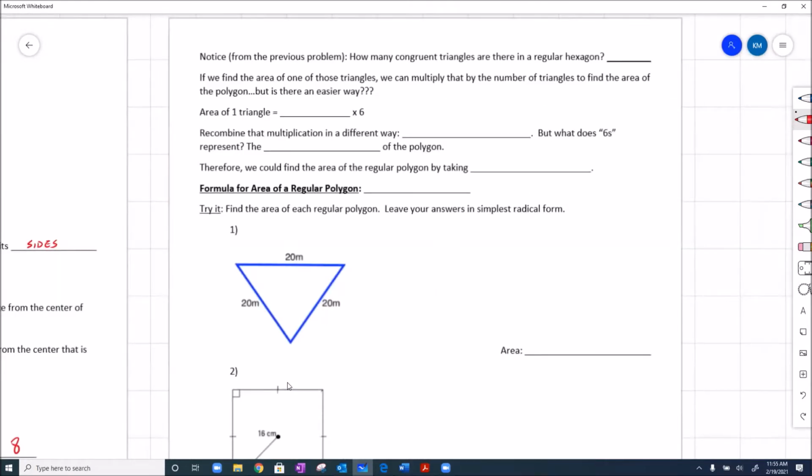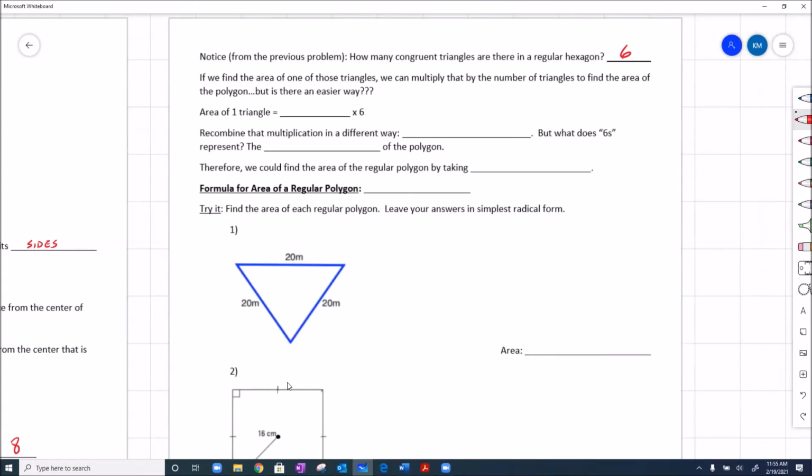So we kind of talked about that. We'll walk through the process. Notice from the previous problem how many congruent triangles there were. There were 6 in a hexagon. If we find the area of one of those triangles, we multiply by the number of triangles to find the area of the polygon. But isn't there an easier way? Okay, and there kind of is. This is how we get to it.